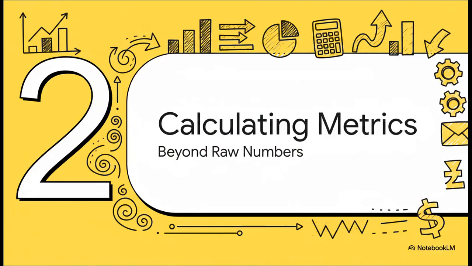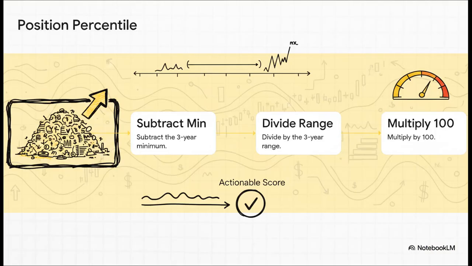Moving on to Section 2, calculating key metrics, and moving beyond raw contract numbers. Okay, a massive mistake traders make is looking at raw net positioning. A net long of 90,000 contracts is totally meaningless without historical context. If the 3-year range is 50,000 to 150,000, then 90,000 is just neutral noise. But if the range is 80,000 to 95,000, that exact same 90,000 is a screaming extreme. The solution? Calculating the positioning percentile.